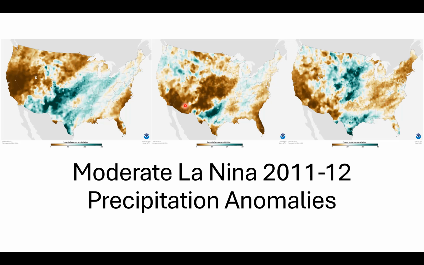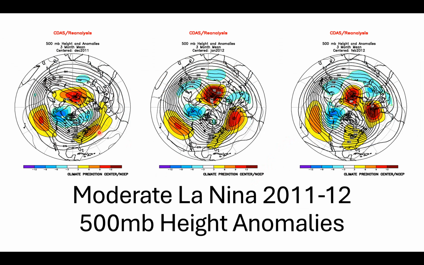The green indicates where you have your above normal precip. So many of you across California were also very dry in that moderate La Nina winter of 2011-2012. What was going on at the 500 millibar level during that winter season? It's almost like a reverse of what we saw in 2010, 2011.